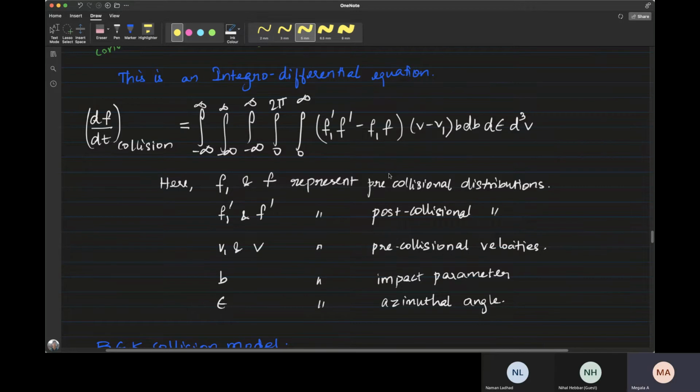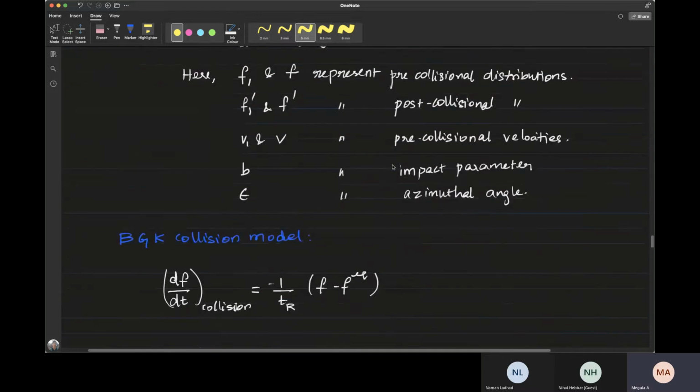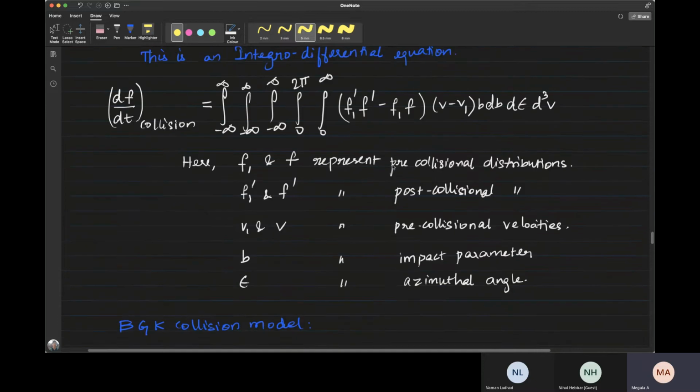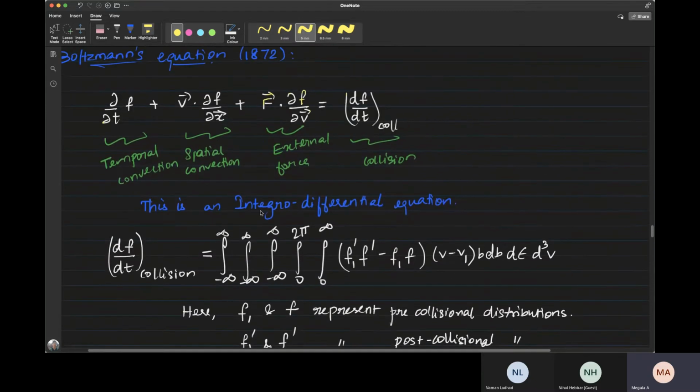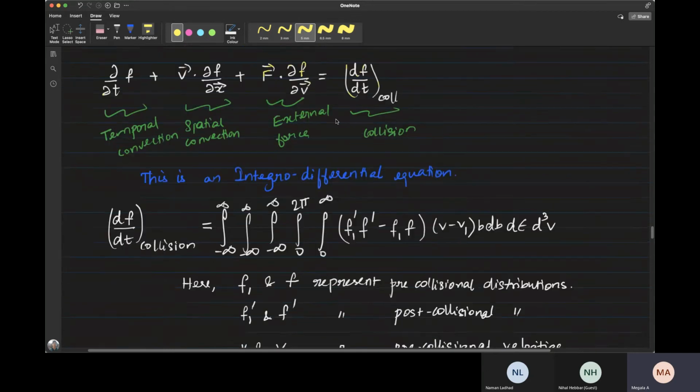And F1 prime and F prime represent their post-collision distribution functions. V1 and V represent their pre-collision velocities. B represents their impact factor and epsilon represents the azimuthal angle between these two molecular distribution functions. So Boltzmann uses this collision operator, this collision function, in his equation.